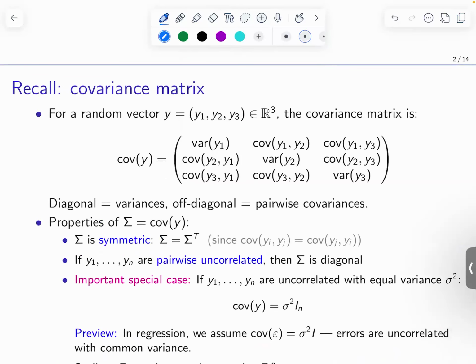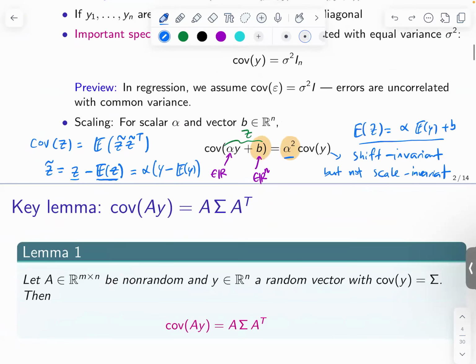So there's a companion correlation matrix, which would have just the same matrix with ones on the diagonal, because the correlation of everything with itself is one. And then the off diagonals would be the correlation of y1 and y2, rather than the covariance. You can show that in addition to being shift invariant, it's scale invariant, because correlation is scale invariant.